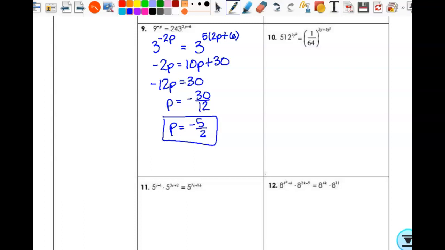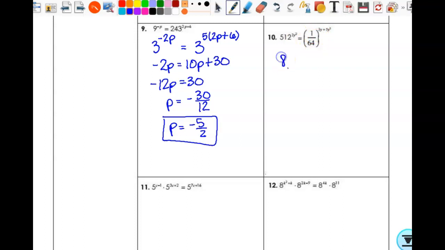All right, so I know 8 squared is 64. So what's 64 times 8? 512, right? So what can we use as our common base? 8. Okay. Or I could use 1/8. I mean, one of these is going to have to flip, but I think 8 would probably make more sense.